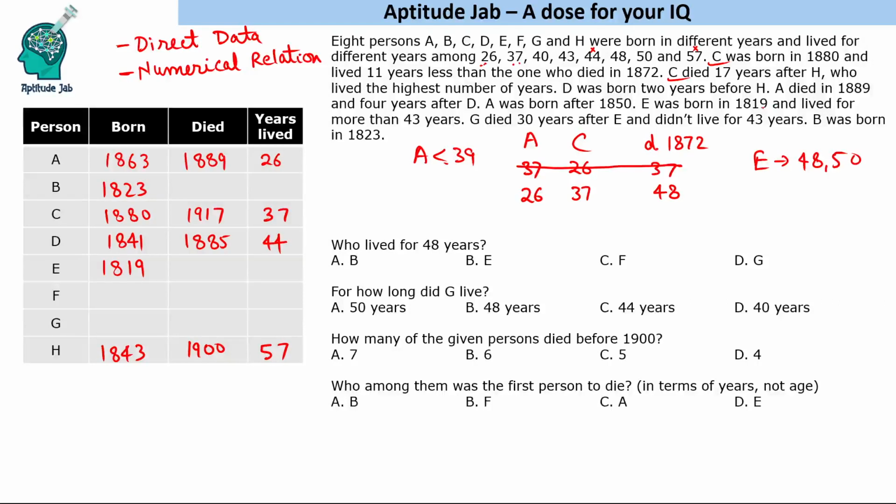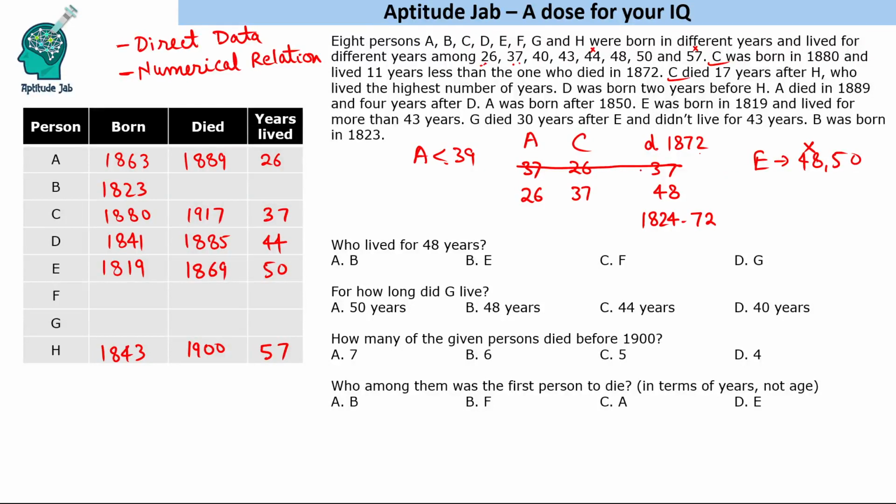E lived for more than 43 years. 44 and 57 we have already filled, so it is 48 or 50. Now, pay attention: we know one person who died in 1872 and lived for 48 years. So this person must have lived from 1824 to 72, 48 years. E was born in 1819, so E cannot be 48. E cannot be 44 or 57 because already filled. So E will be 50 years old and died in 1869.